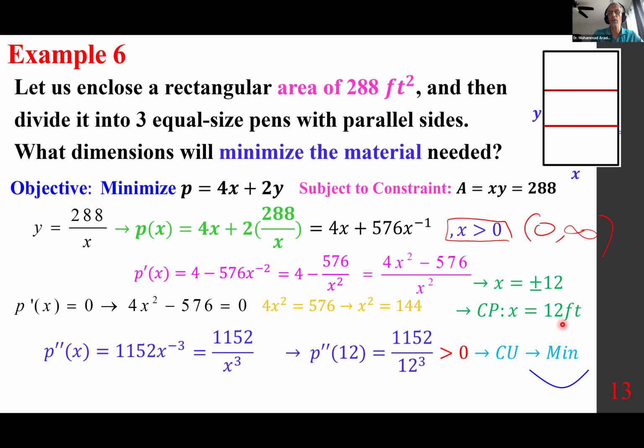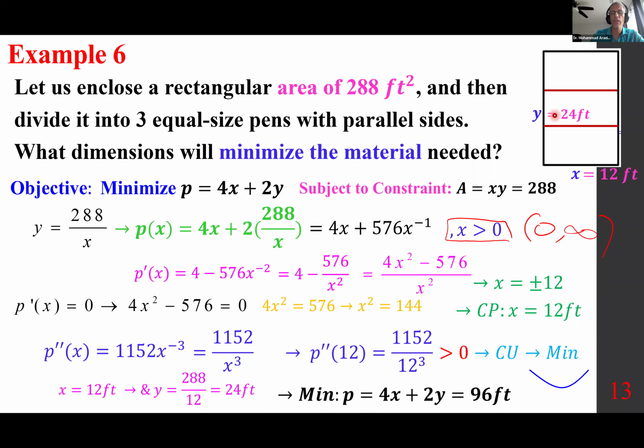So what is y? Going back to this formula, y is 288 divided by x, or 12, which becomes 24 feet. So x is 12 feet, y is 24 feet. What is the minimum amount? 4 times x, which is 12, plus 2 times y, which is 24. We need 96 feet. That would be the minimum amount of material.